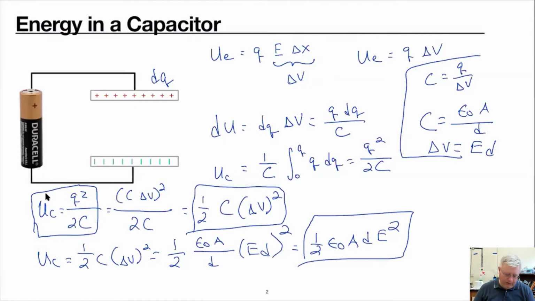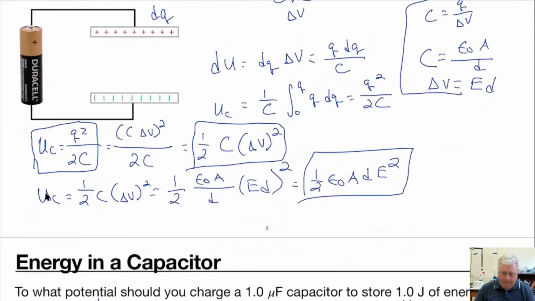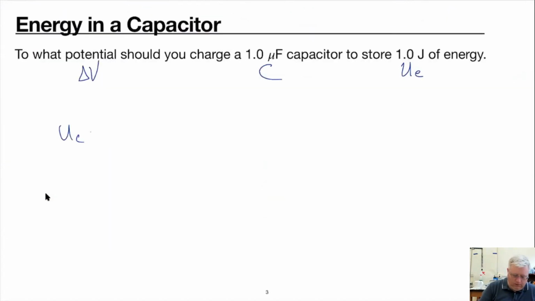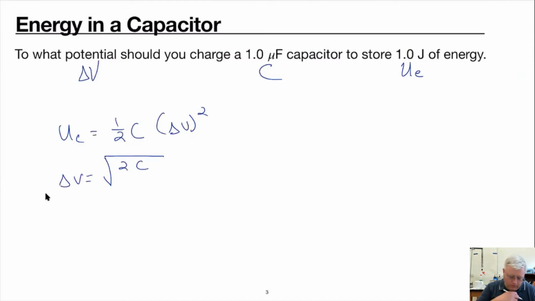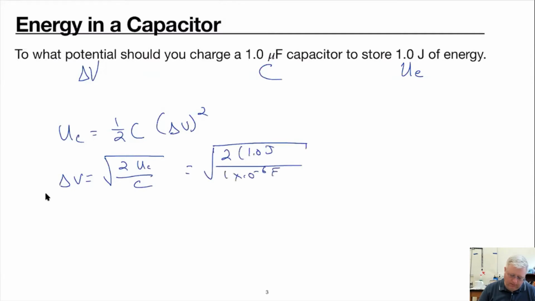Okay, so the potential is found from this one, where we know the capacitance and the energy and we're looking for the potential: U equals 1/2 capacitance delta V squared. And so we solve for delta V, and we get the square root of 2U over C. Okay, and so the potential energy is 1 joule, and the capacitance is 1×10⁻⁶ farads.